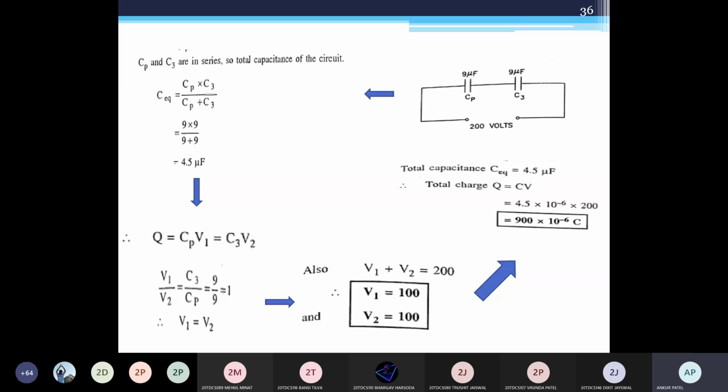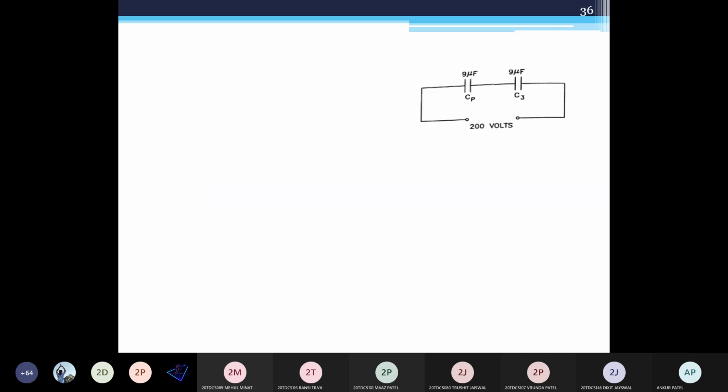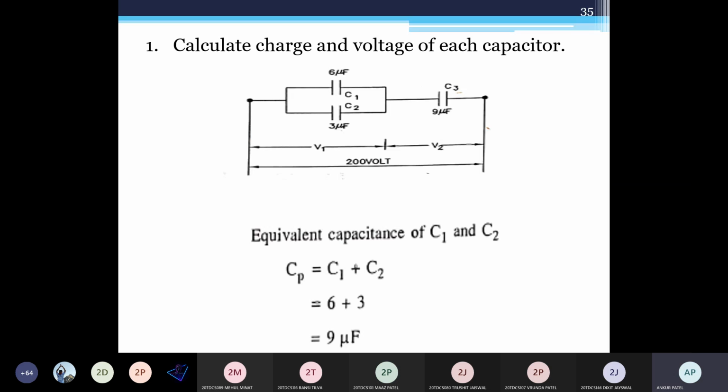Any query in this example? If you have to find the voltage across a branch in parallel, that we'll see. This is given as a series combination, so that's why we go for this. For parallel combinations, you have to go for different methods, which we will see later.